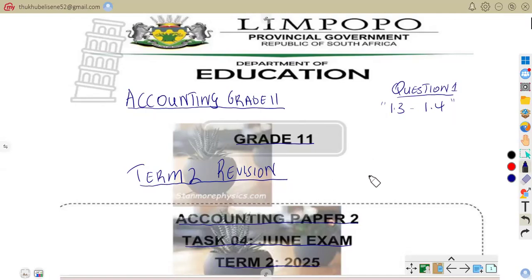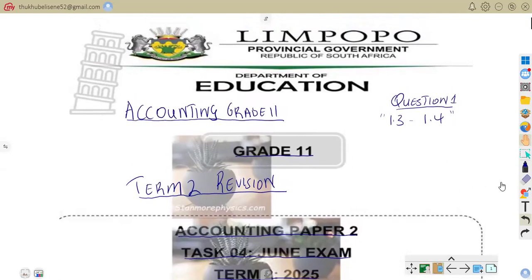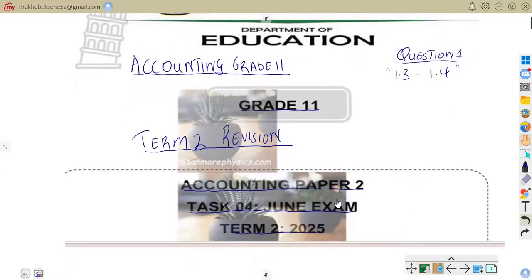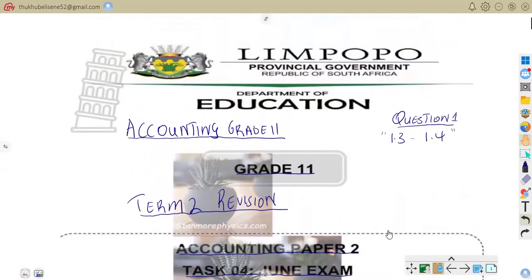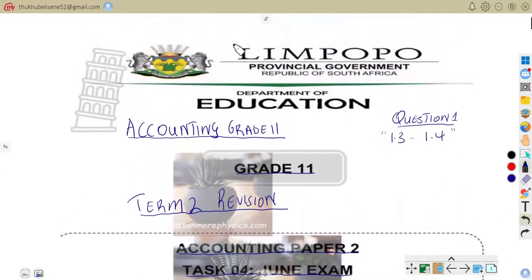So let us be together from the start of this presentation to the end of it. As you know very well, the question paper that we are preparing ourselves with is the question paper that was written in 2025. It was written in Limpopo province. So without wasting much time, let us get to our business of today.